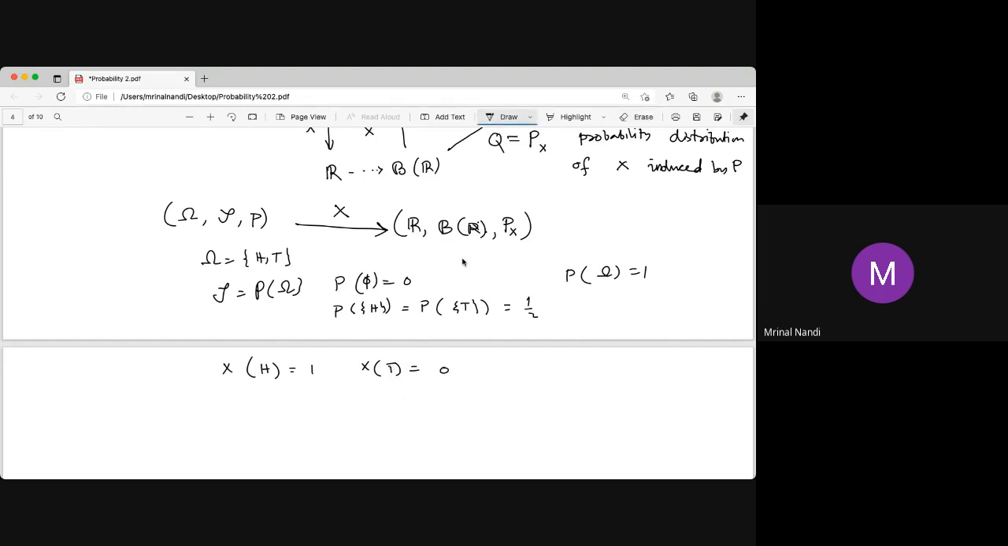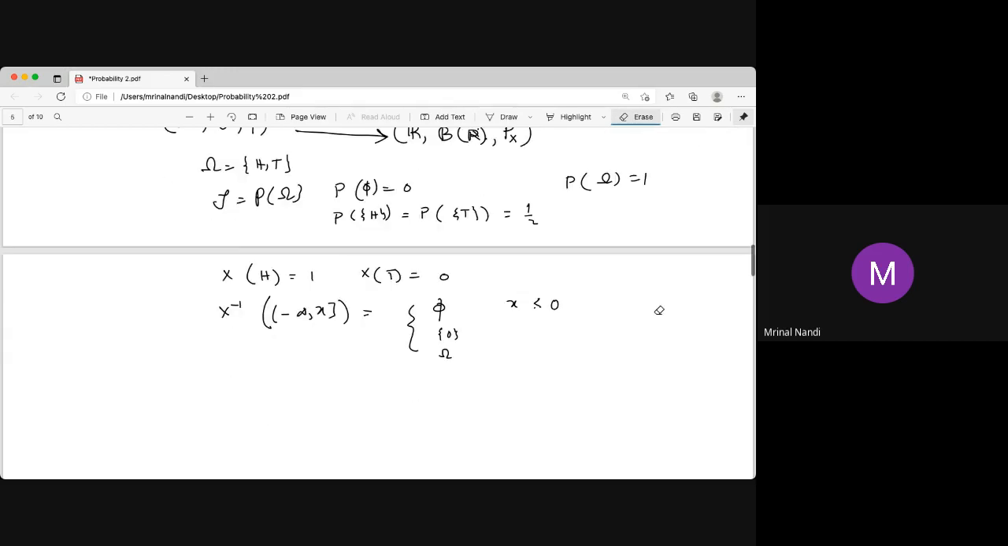Now, what is the inverse image of all this? The inverse image may be one of three different things: phi, the set containing 0, or the whole omega. When will it be phi? If x is strictly less than 0, then it is phi, because if it is strictly less than 0, say minus 1, there is no 0 or 1 included. So no outcome will be there.